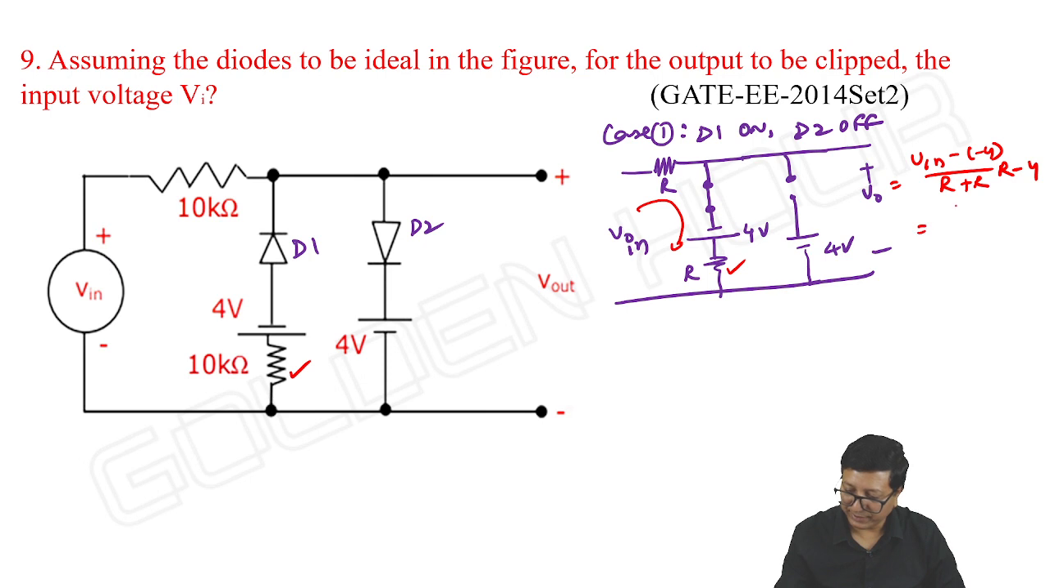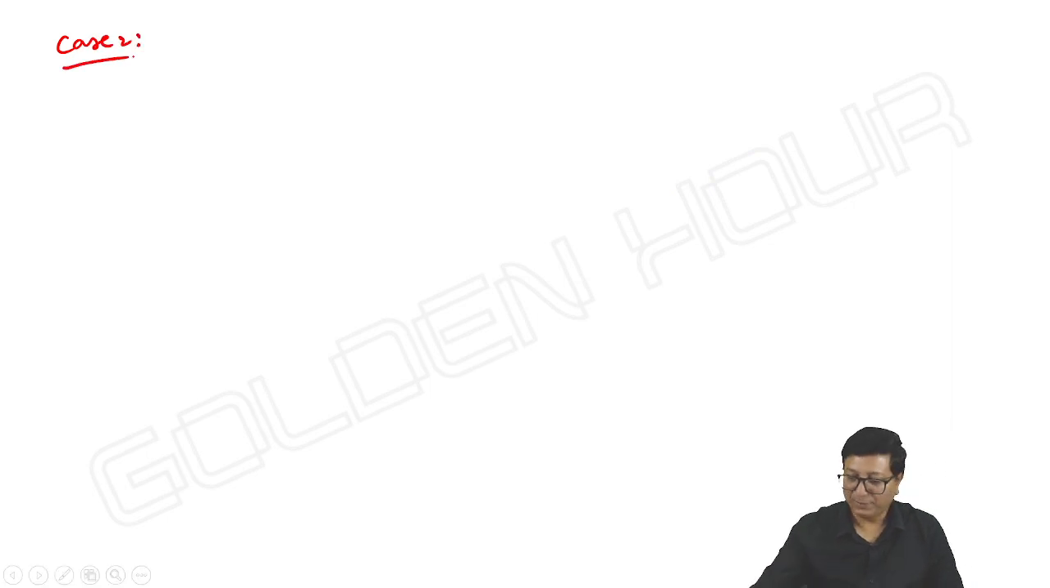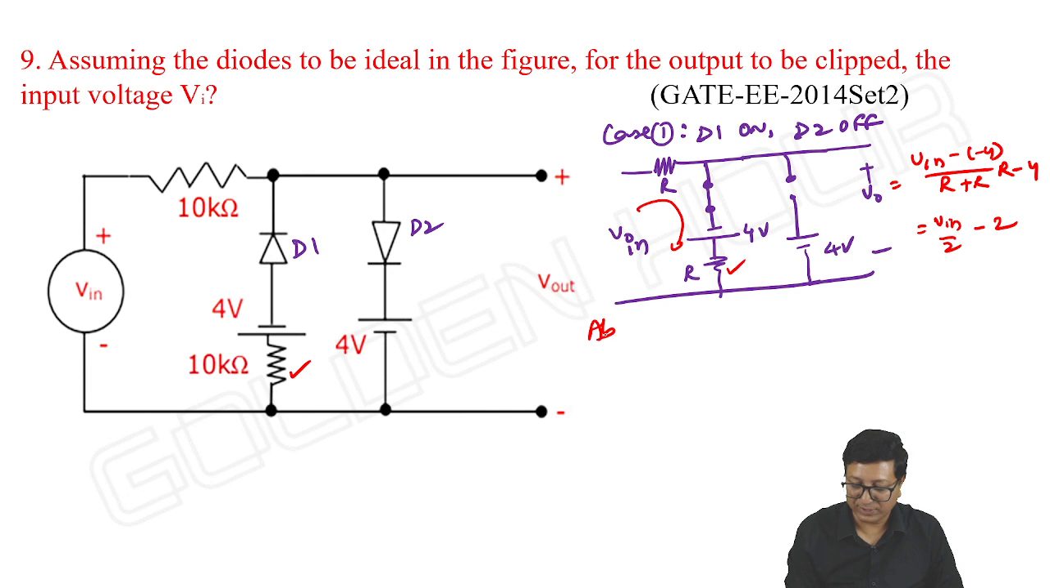So how much do I get here? It is V input by 2 minus 2, because it is plus 4 by 2 means plus 2 minus 4, it is minus 2. Okay, this is what we can observe. It's not like output is equal to minus 4, right? Output is given by this equation. And second case, case 2. Let us take it to the next case. So above circuit is valid. Let me write the statement also.